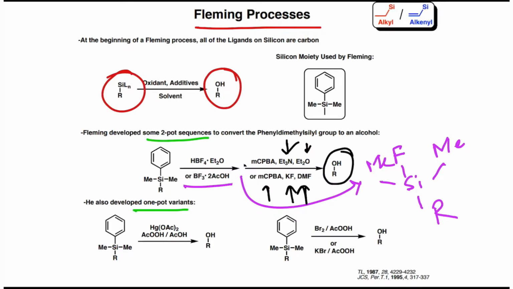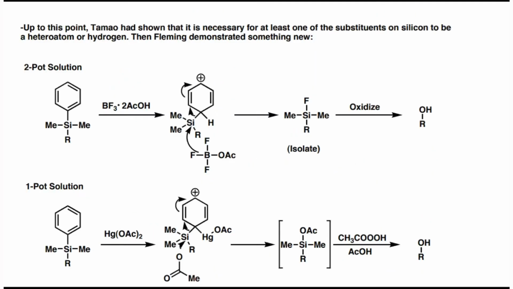Okay, and what is the one pot? The one pot version is mercuric acetate, peracetic acid, in acetic acid medium. This is one method, and another method for the one pot reaction is bromine in peracid or KBr in peracid. Okay, so these are the two methods. Let's discuss everything step by step. So how the two pot solution reacts.